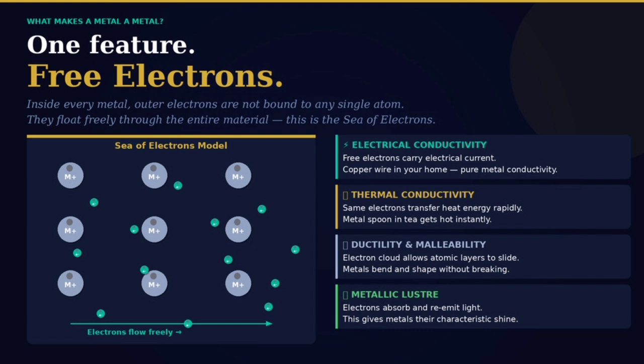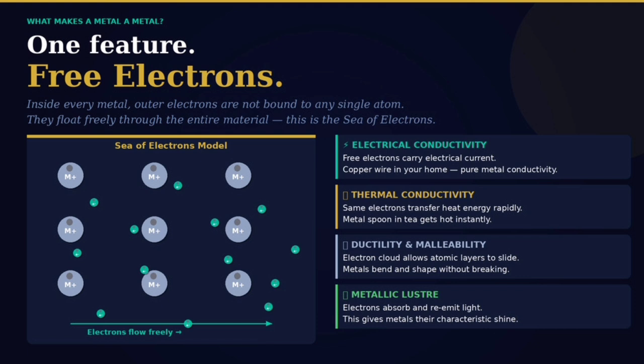Electrical conductivity. Free electrons flow and carry current. That is why copper wire powers your home. Thermal conductivity. The same electrons carry heat energy rapidly. That is why a metal spoon in hot tea becomes warm almost instantly. Ductility. The electron cloud allows atomic layers to slide over each other without the bonds breaking. That is why you can bend a copper wire without it snapping.